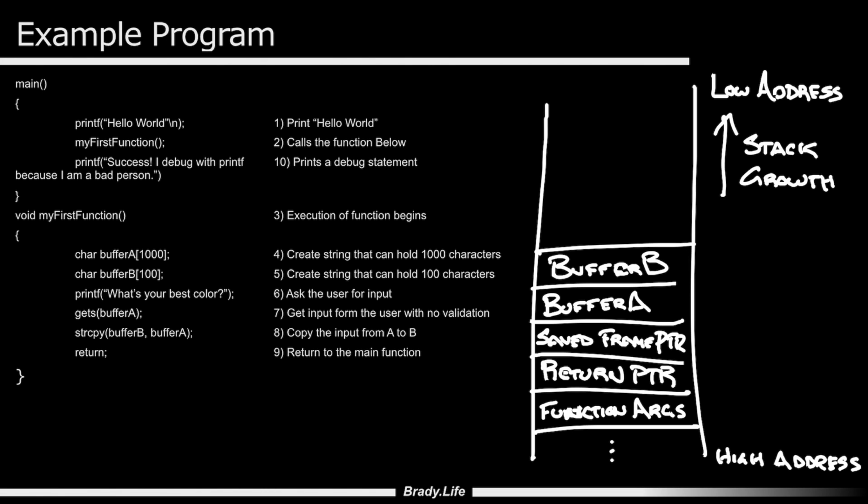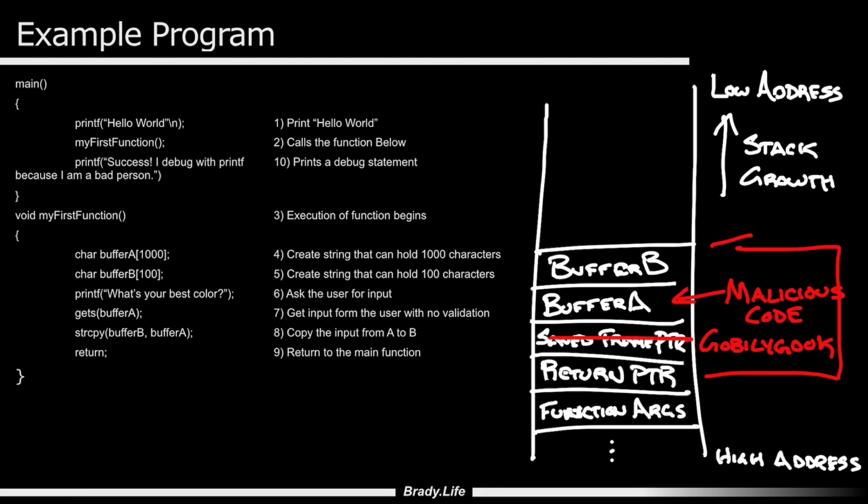Now what if instead of just putting A's, we instead overwrite buffer A and we put malicious code in here. Now it accepts the input as a string, but if we put more characters in here than is supported, I can just completely overwrite the saved frame with gobbledygook. And then as we keep going down the stack, I can overwrite this return pointer with another pointer that's going to put me higher in the stack to run my malicious code. And maybe I just overwrite everything else with A's.